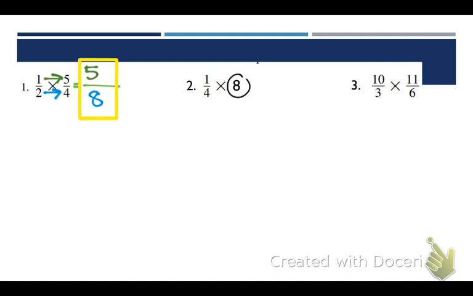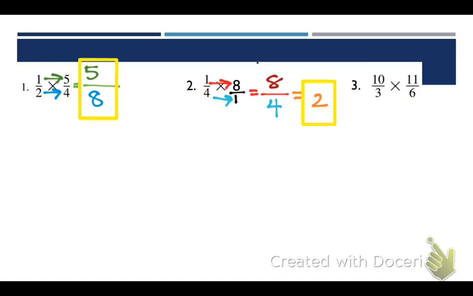So what is every number invisibly over? 1. So we still multiply straight across, even though it looks kind of crooked. So we do 1 times 8, which is 8. And then 4 times 1, which is 4. Does this reduce? It does to 2. And that's it.